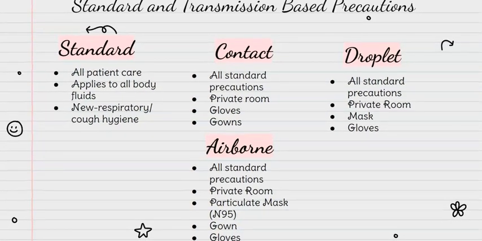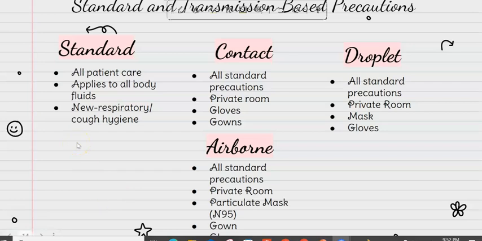Let's see here. We have contact precautions. So it will include all your standard precautions and then include a private room. You're required to wear gloves and gowns. There are special contact precautions such as the one with C. diff, where you're required to use bleach-only products and you have to ensure you're hand washing instead of gelling for C. diff precautions because the alcohol-based hand hygiene does not kill C. diff.